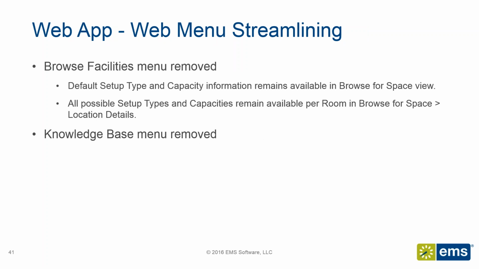For the virtual EMS part, the web menu streamlining, we have removed the option of browse facilities, and there is an option of default setup type and capacity information still remain available in the browse space view. Knowledge base menu has also been removed from the web menu as well.